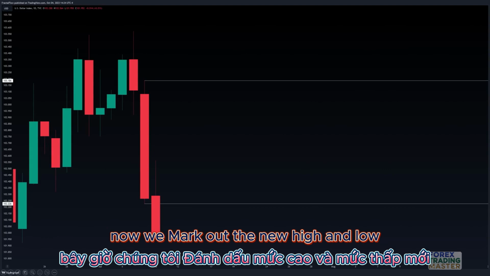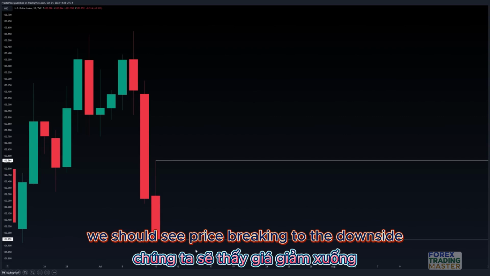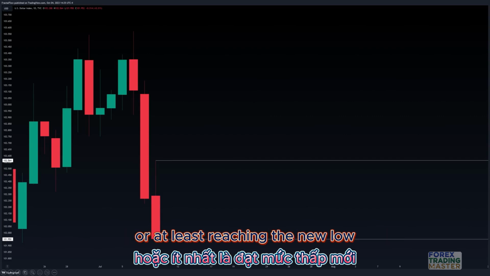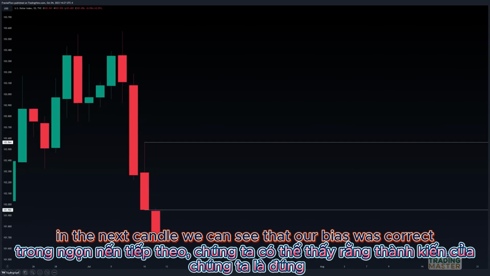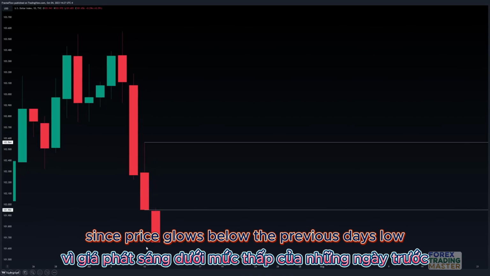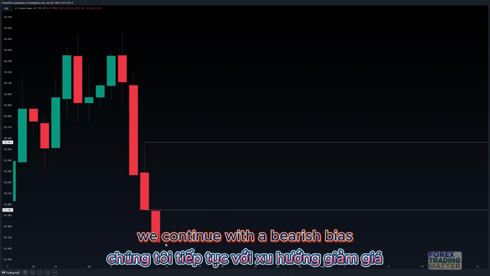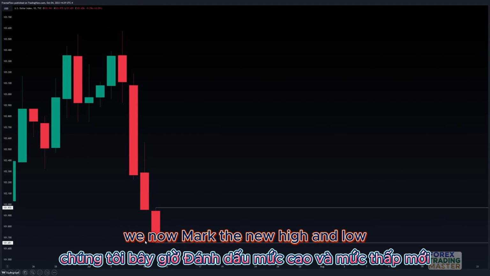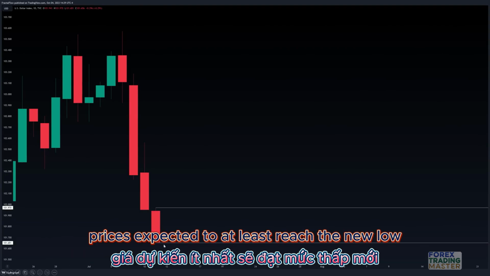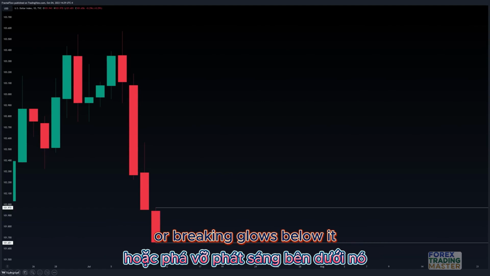Now we mark out the new high and low. We should see price breaking to the downside, or at least reaching the new low. In the next candle, we can see that our bias was correct. Since price closed below the previous day's low, we continue with a bearish bias. We now mark the new high and low. Price is expected to at least reach the new low, or break lows below it.